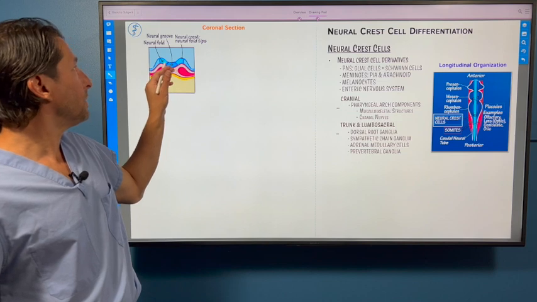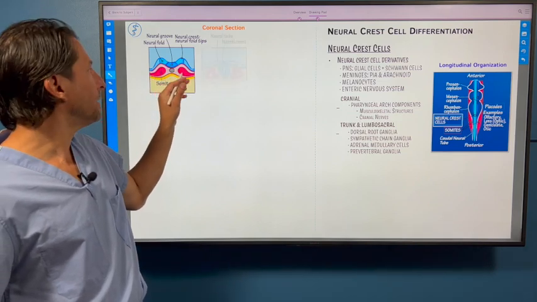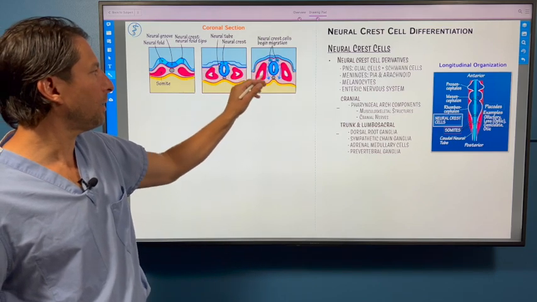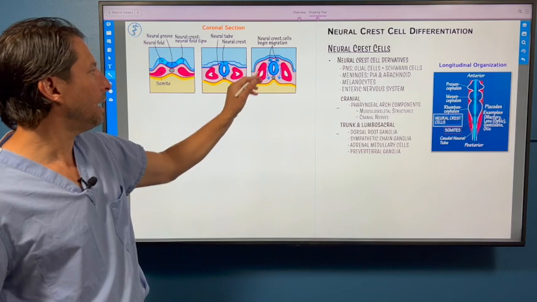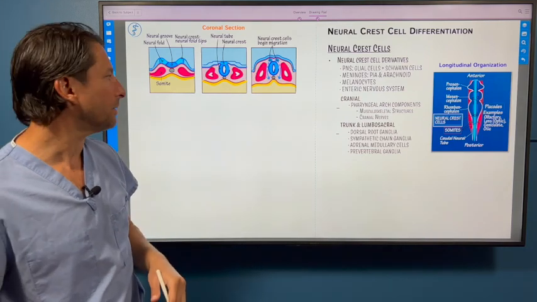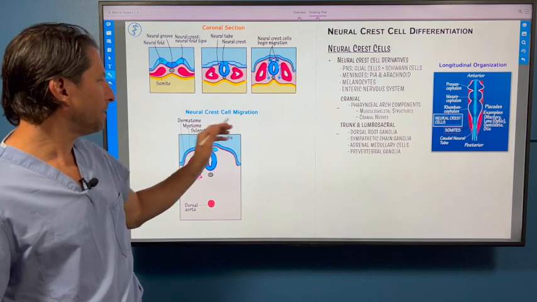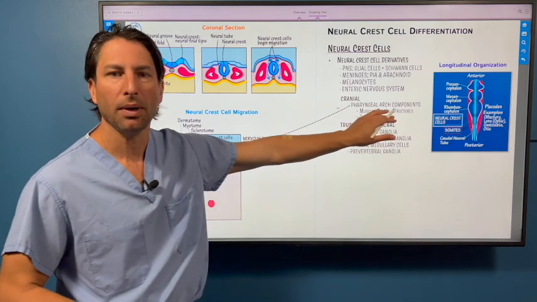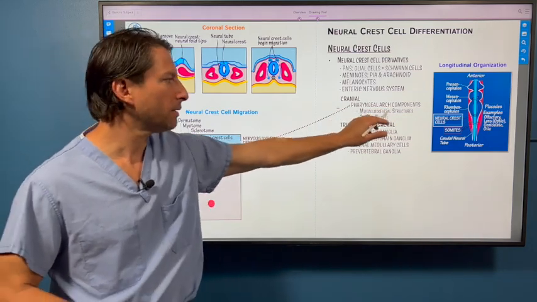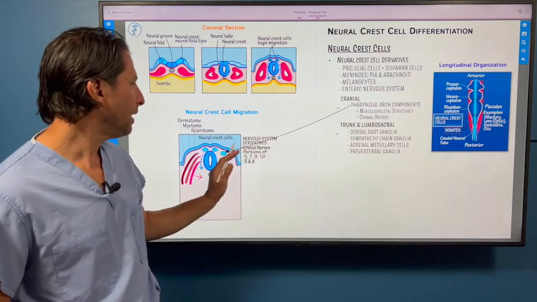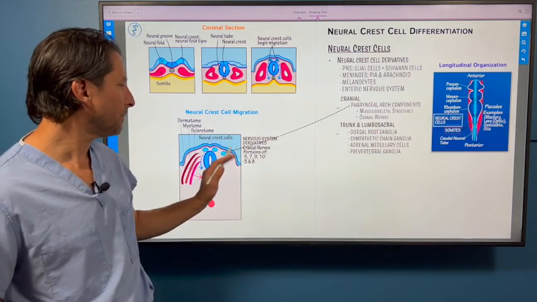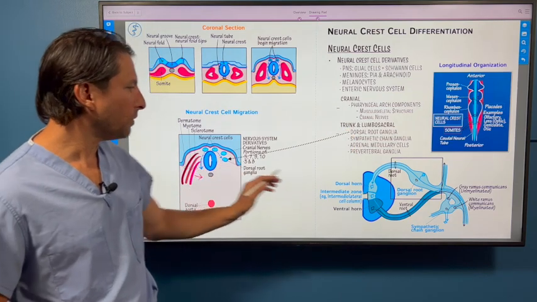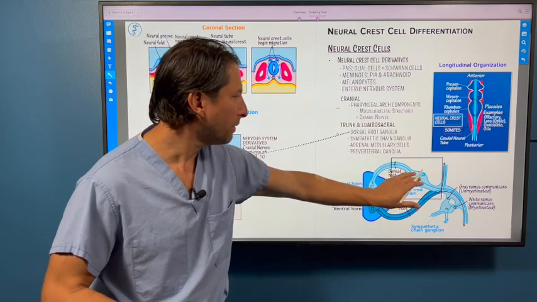Again, notochord induces ectoderm to form neural plate. There's folding that forms the neural tube. Here's the neural crest cells. They pinch off and make their great migration, and then the somites flank the neural tube here. So let's talk about this great migration that these neural crest cells make. So we said pharyngeal arch components, so they form musculoskeletal structures and the cranial nerves of the peripheral nervous system here. Then they also, during this migration, form this dorsal root ganglia at the trunk and lumbosacral and cervical regions.